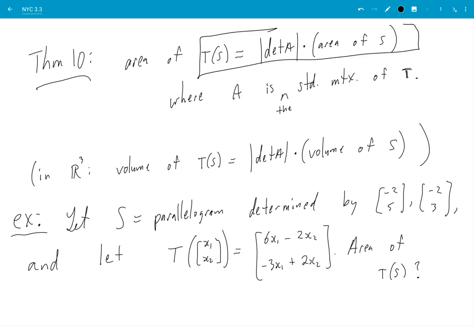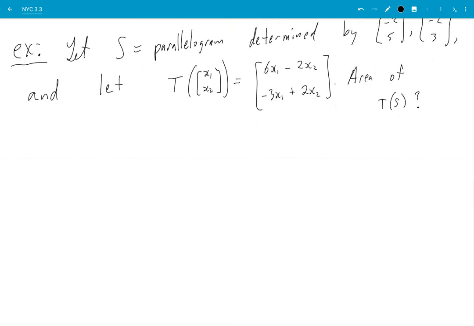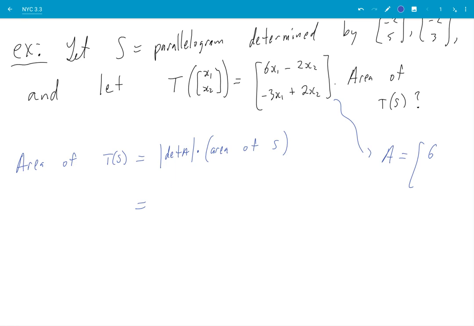So we're going to use this formula up here. So we're going to need the area of S to begin with. Area of T of S is absolute value determinant of A times the area of S. So what is the matrix A here? Well, I can read it from the given T. It's going to be 6 minus 2 minus 3, 2. Okay, so I get that, times the area of S.